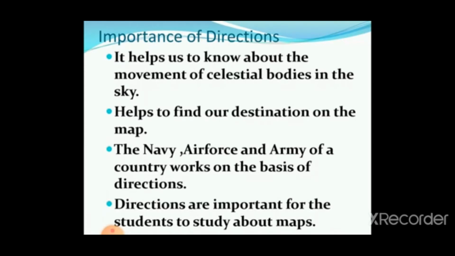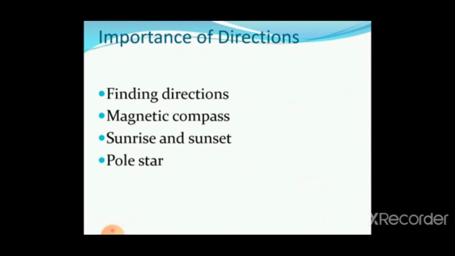Now, what are the things that help us to find a direction? They are the magnetic compass. It's an instrument which we can carry, which helps us to show the direction. It always points towards the north, so if we get one direction, it is easy to find the remaining ones. Then another one is sunrise and sunset, which also helps us to find the direction. The third one is the pole star. Pole star is usually used at night to find the direction. Pole star is always seen in the north, so it also helps us to find the direction.